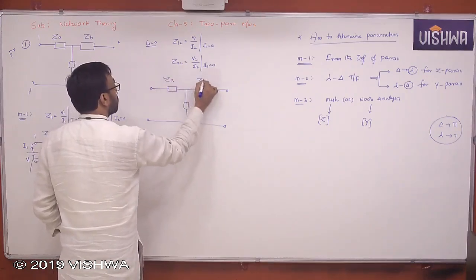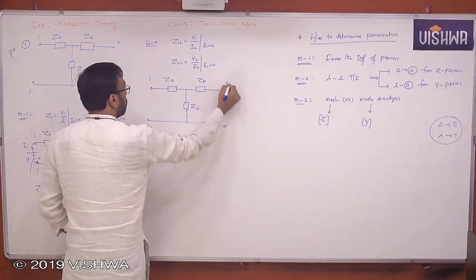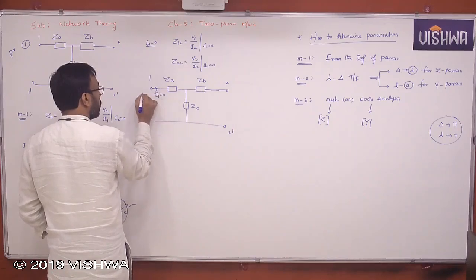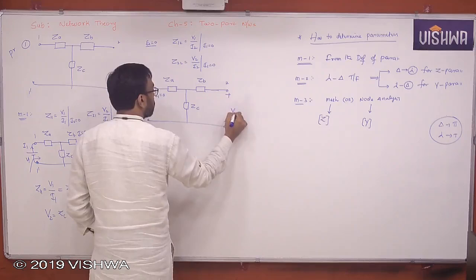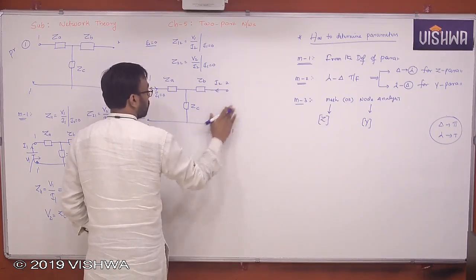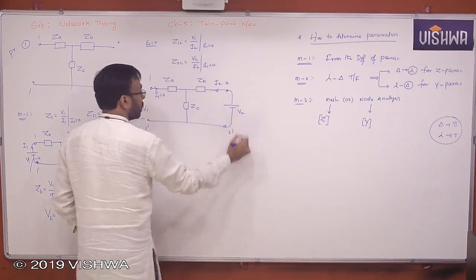This is now ZA, ZB and ZC, with terminals 1, 1 dash, 2, 2 dash. This one is 0 now, I1 is 0. Now this is V1, and V2 with I2. Clear to all of you?